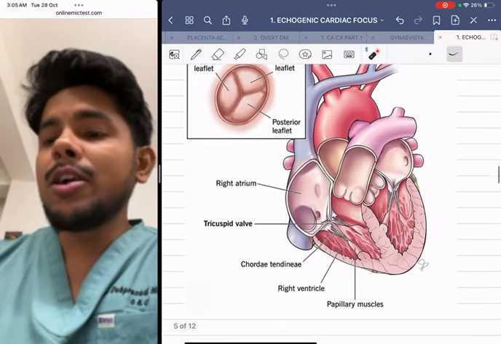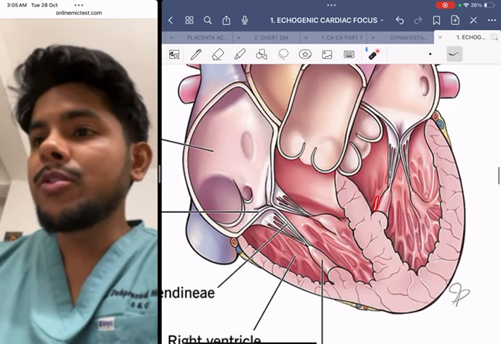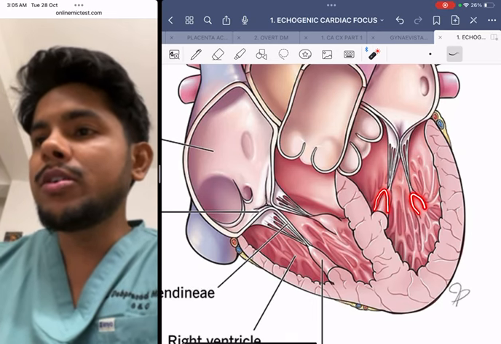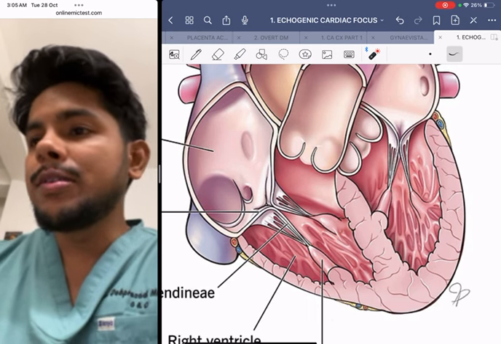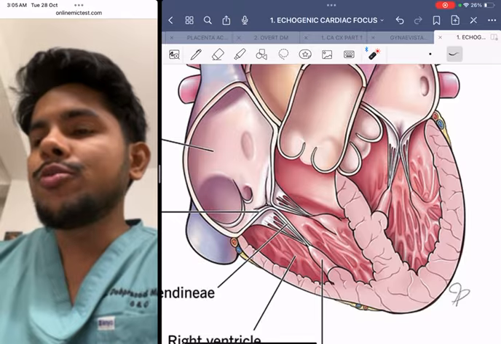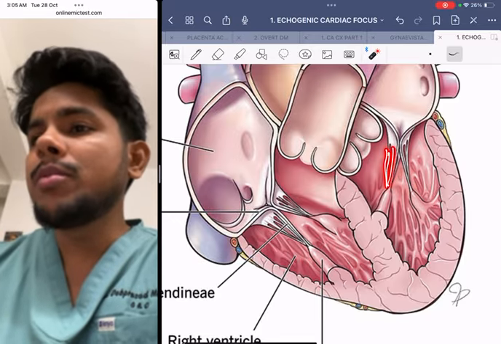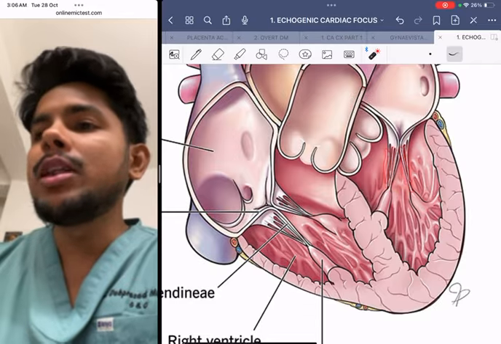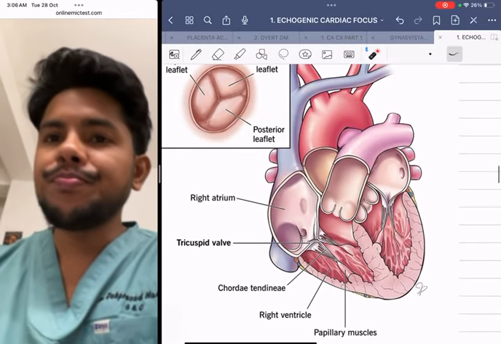We can see in another picture. So these are the papillary muscles over here, and here and here. So this is the left ventricle, this is the right ventricle, and we have the chordae tendineae attached to the papillary muscles, and they're supporting the valvular leaflets. All right, so these are very, very important.